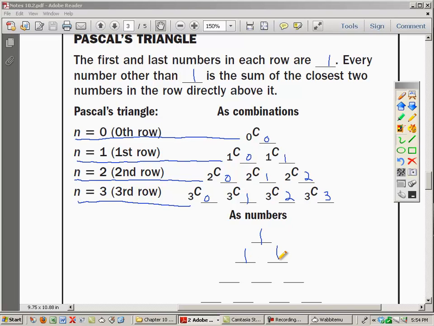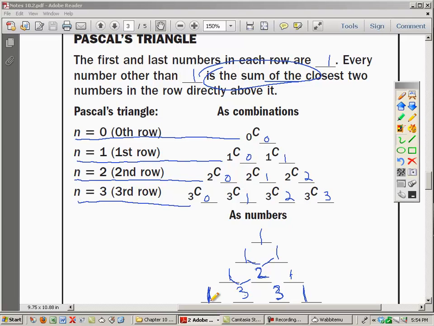2 objects choose 0, that's 1, 2, 1, and 1, 3, 3, and 1. Now, as we set up here, each number is the sum of the closest two numbers above it. So you'll see that for the 3 here, it's 1 plus 2 gives me 3. And in this case, this is 1 plus 1 gives me 2. 1 plus 2 gives me 3. 2 plus 1 gives me 3. And we have 1s on the end.